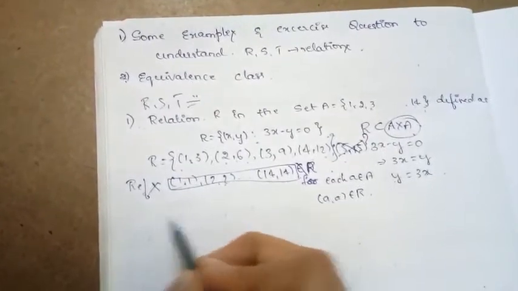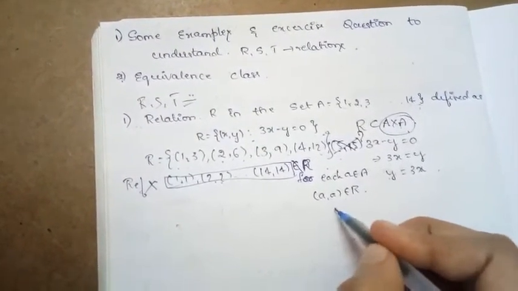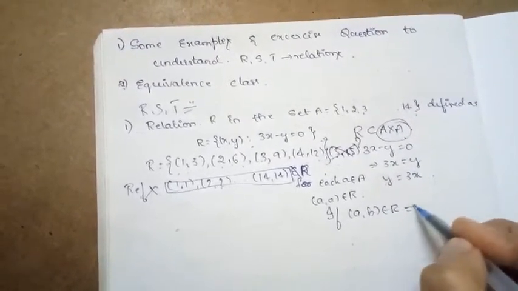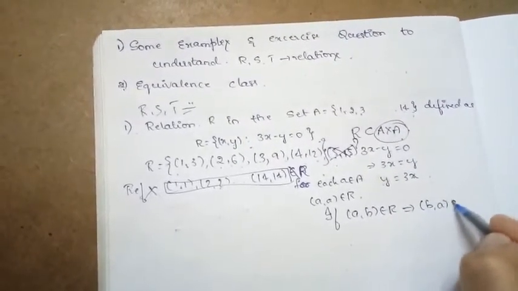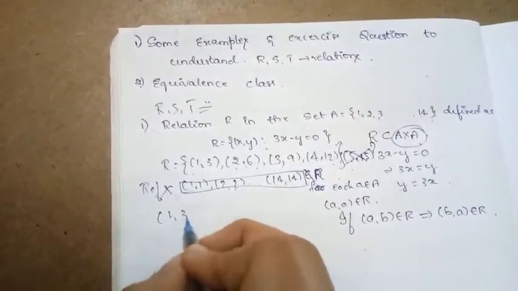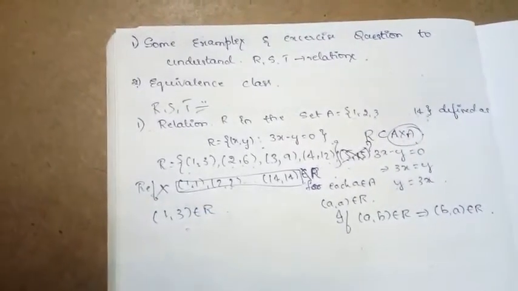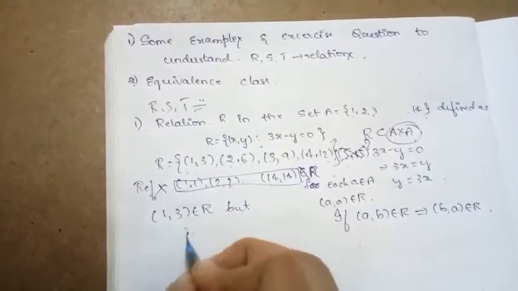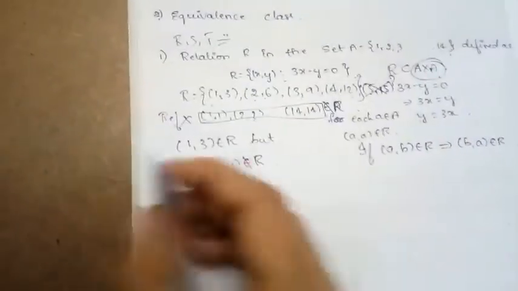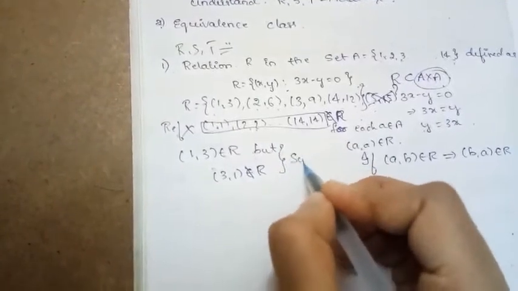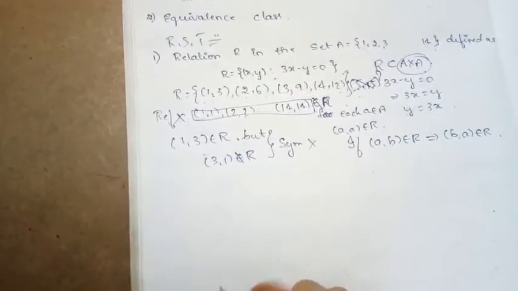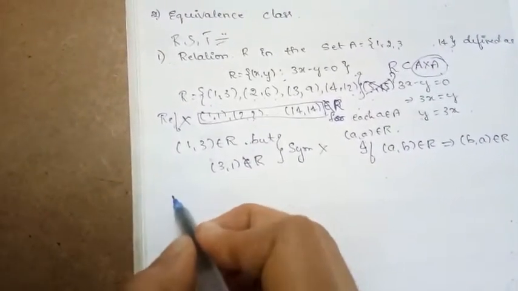Now checking for the symmetric. What does symmetric relation say? If (a, b) belongs to R, then it implies (b, a) also should belong to R. I'll consider any one of them. (1, 3) belongs to R. But does (3, 1) belong to R? No, (3, 1) does not belong to R. So this is not symmetric, because (1, 3) belongs to R but (3, 1) does not belong to R.